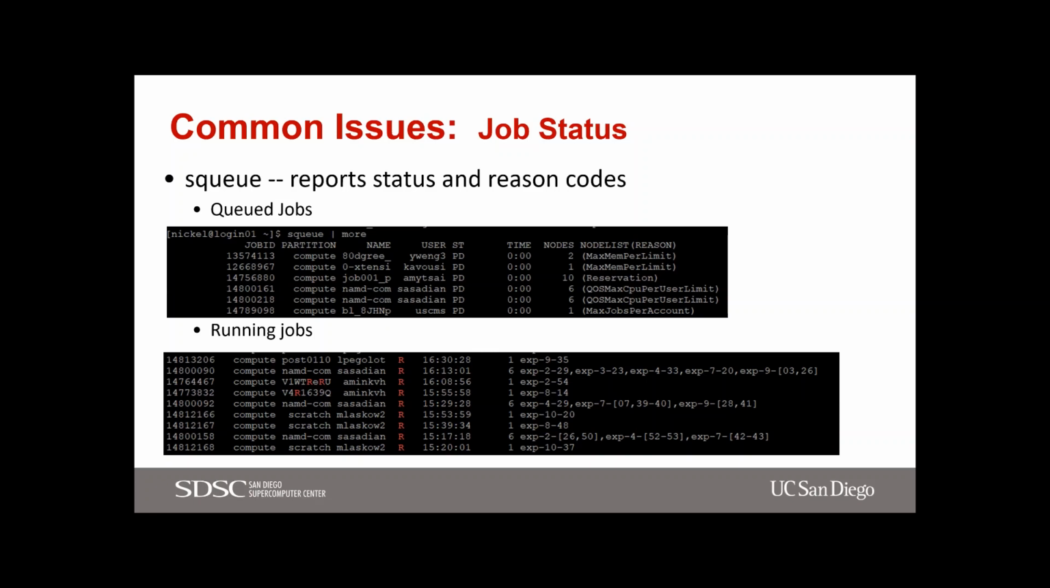If you get into a state where your job hasn't run when you expected it to run, you can use the SQ command, and you can do it for your username. I did it for everything so I could get a sampling of different errors. And what we see is that there's a bunch that are in pending state, and the last column tells you why it's in a pending state. So the first 2 is the max mem per limit.